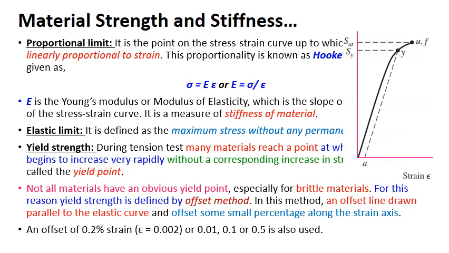You locate that offset strain on the x-axis and draw a line parallel to the elastic curve until it meets the stress strain curve, and the corresponding stress is the yield strength.